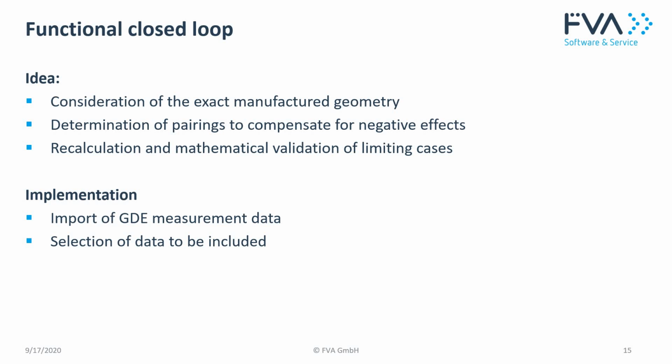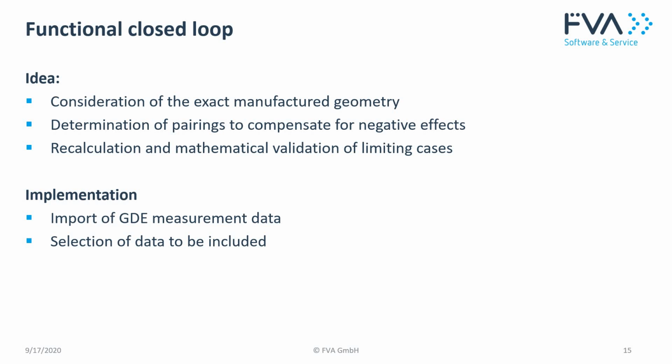Another FVA research project that has been integrated into version 6 of the Workbench is the functional closed loop. So the goal here was to reduce scrap and rejects. For example, borderline cases for production that are outside of the geometry tolerances, but with the right combination may still be within the functional tolerances. So the idea is first consideration of the exact manufactured geometry, determination of pairings to compensate for any negative effects, and recalculation and mathematical validation of limiting cases.